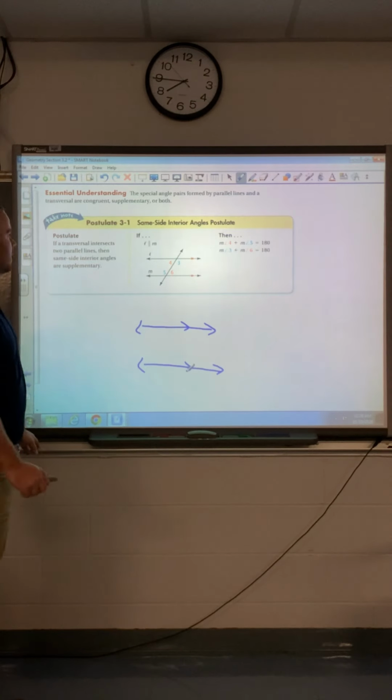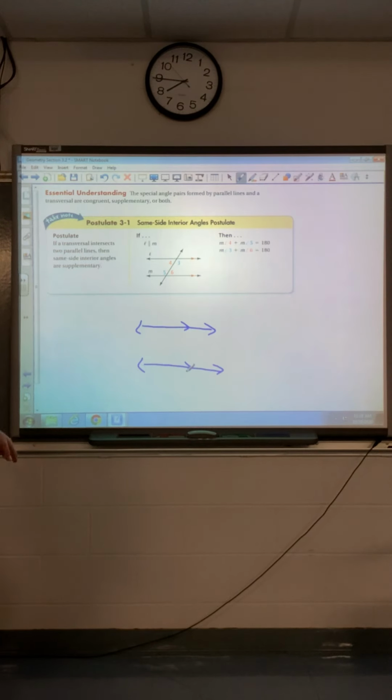So, same side interior postulate. See what I need you to write here. Those are alternate interior angles, right?